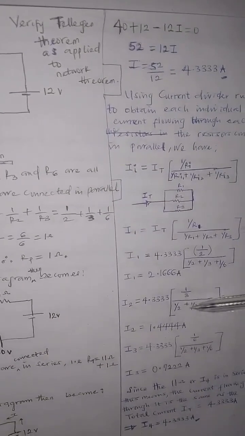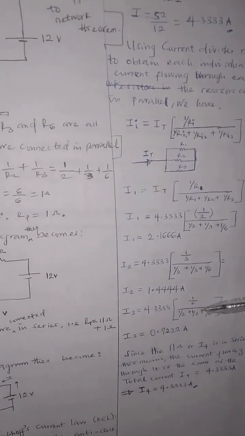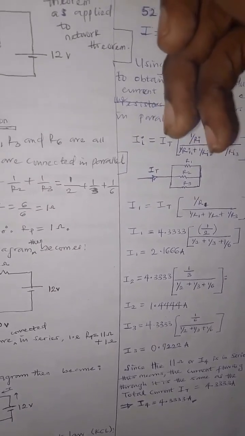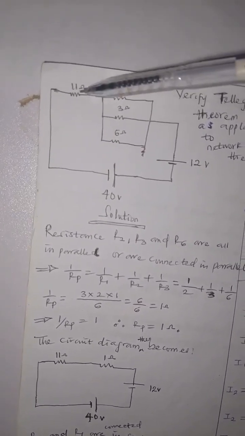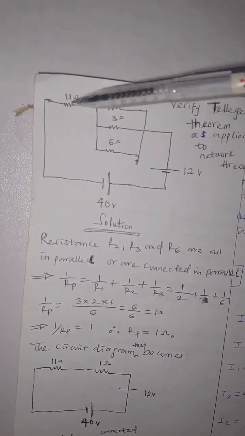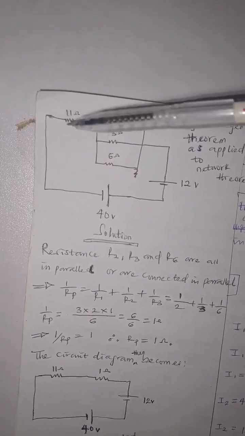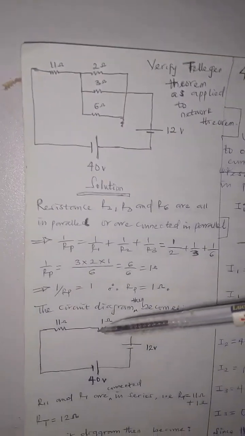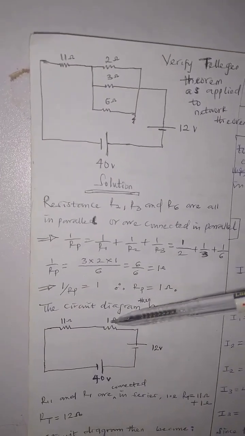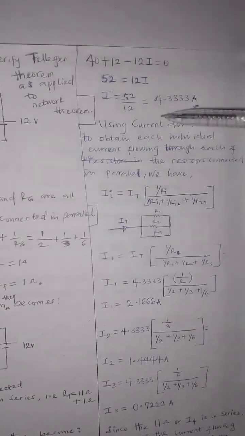Then for each of them, we have the same thing for I3. But remember that this one is connected in series, so the connection in series is different from this. The current that flows through a series resistor is always the same as the total. So the current flowing through each of these is the same, 4.33, which is the total we got here.